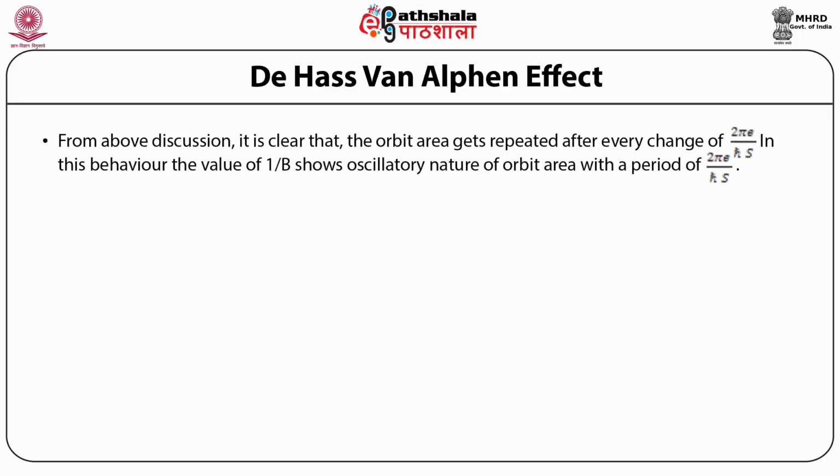From the above discussion, it is clear that the orbit area gets repeated after every change of this factor, 1 by B, by 2 pi e by h cross S. In this behavior, the value of 1 by B shows oscillatory nature of orbit area with a period of 2 pi e by h cross S.